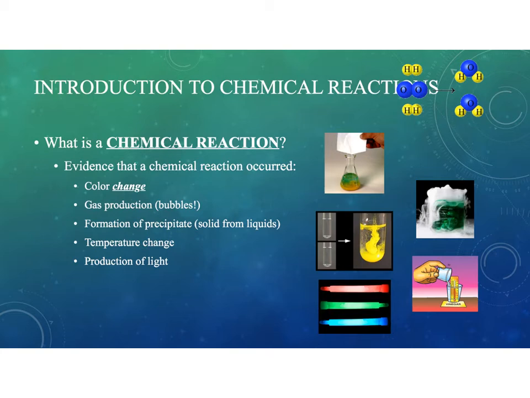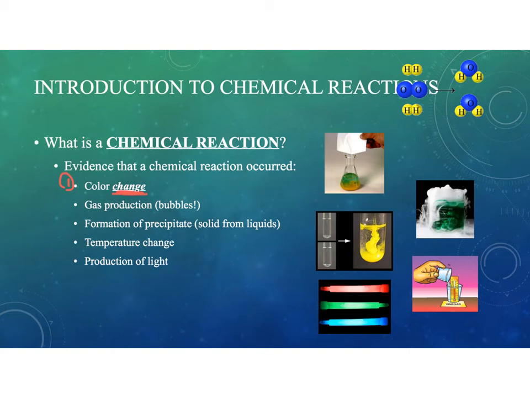All right, so the first being a color change, and it's bold and underlined and italicized because there has to be a change in color in order for a chemical reaction to occur. If we say that car is red, that's not a chemical reaction. That's just an observation of what that car is. But if we said, hey, that car went from really bright red to really dull red, then a chemical reaction must have occurred because there was a color change.